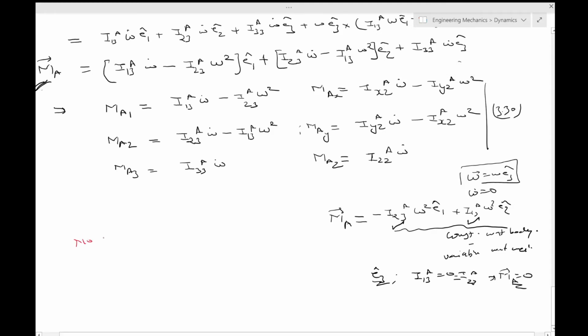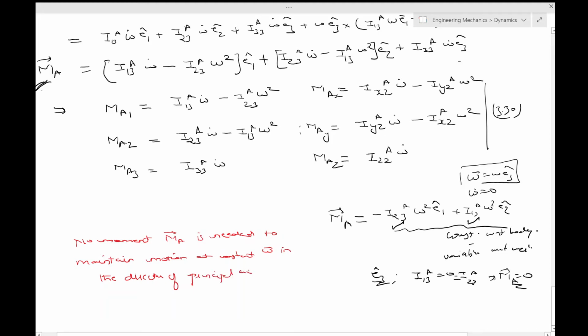No moment MA is needed to maintain motion at constant omega in the direction of principal axis of inertia at A.